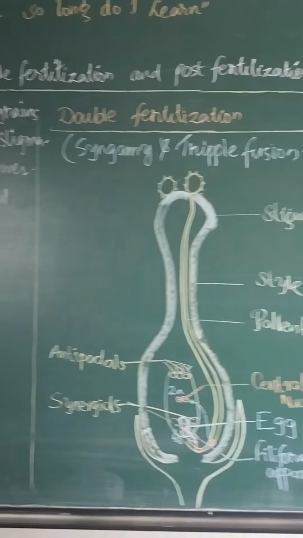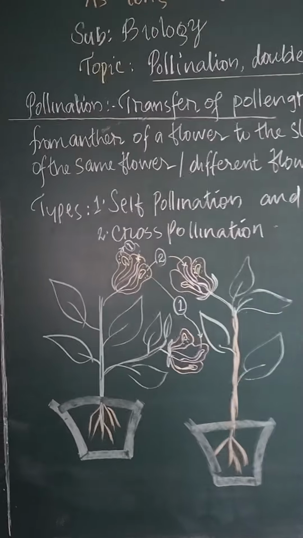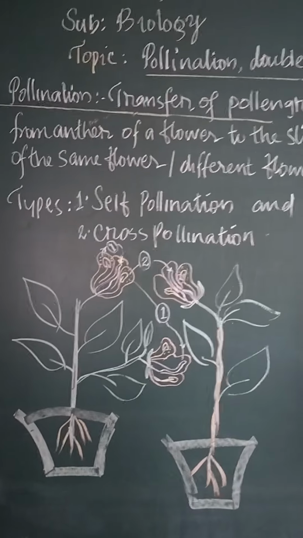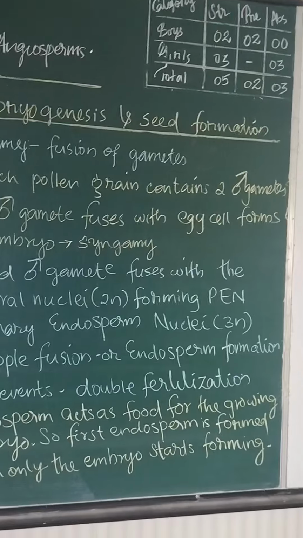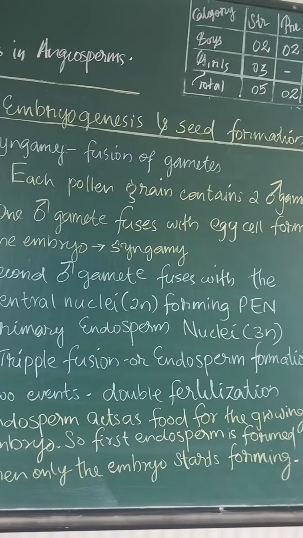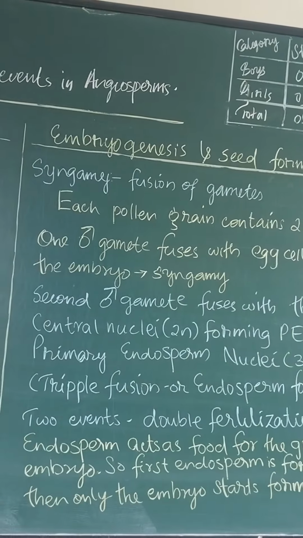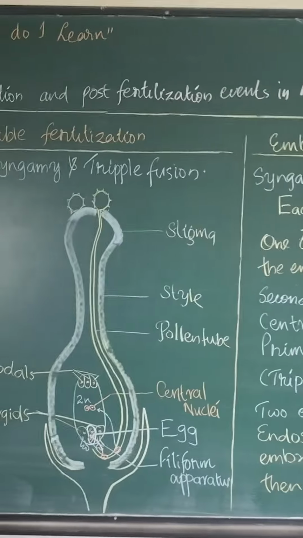Okay. So please remember the diagram-based questions for board examination, the types of pollination, self-pollination and cross-pollination, the difference, and also the double fertilization events, how it happens, and the terminologies associated with endosperm formation, syngamy, fusion of gametes, and the double fertilization.